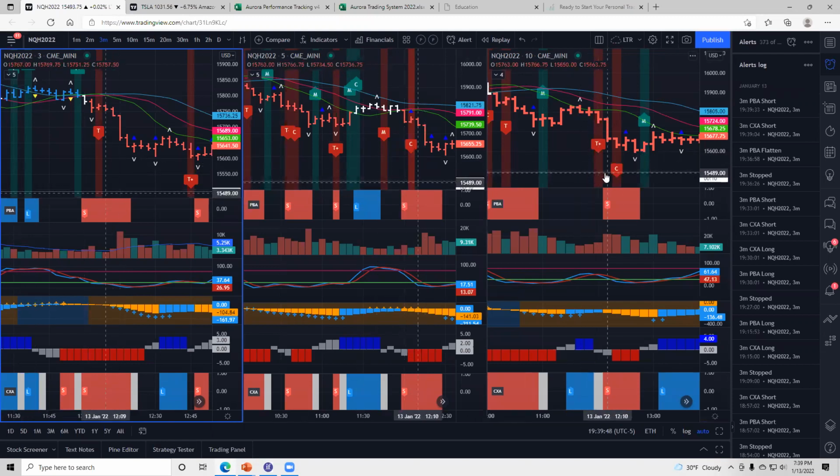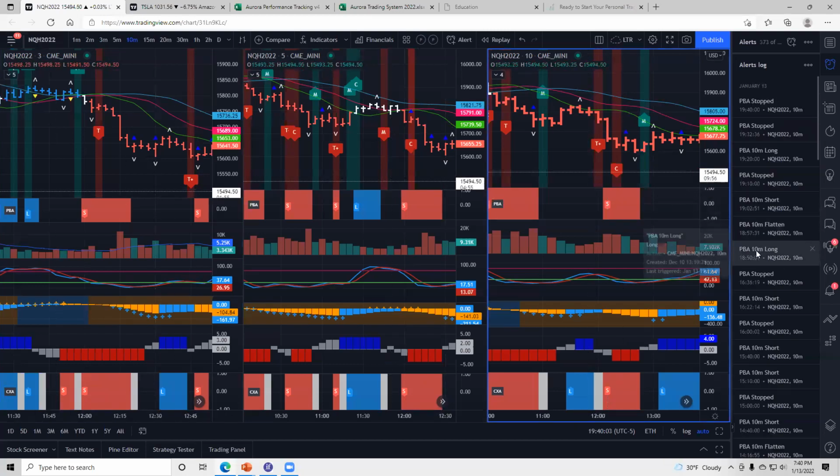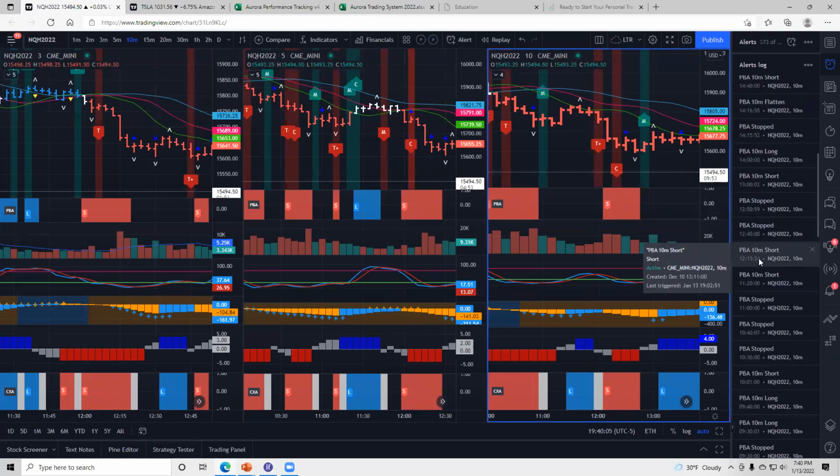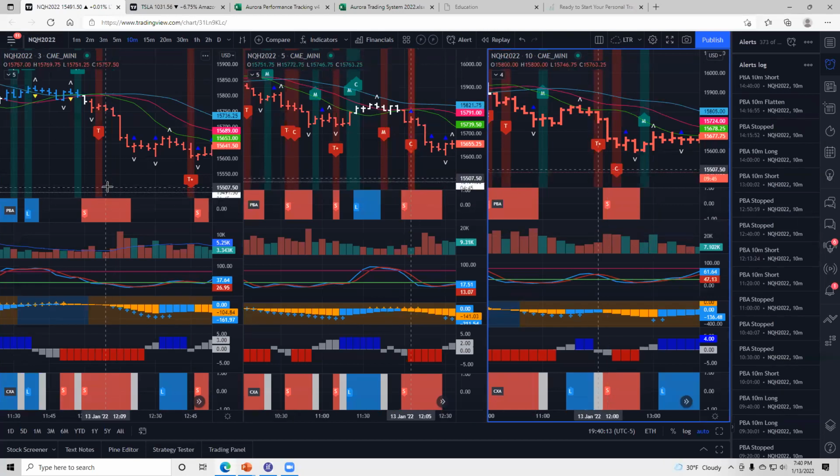And in this case, this is a re-entry because it's not the first presentation of the 10-minute PBA. So the 10-minute PBA comes on at 12:13 and a few seconds, 12:13 and 24 seconds. We're not taking that, that's a mid-bar print. So the 12:15 bar is the entry.